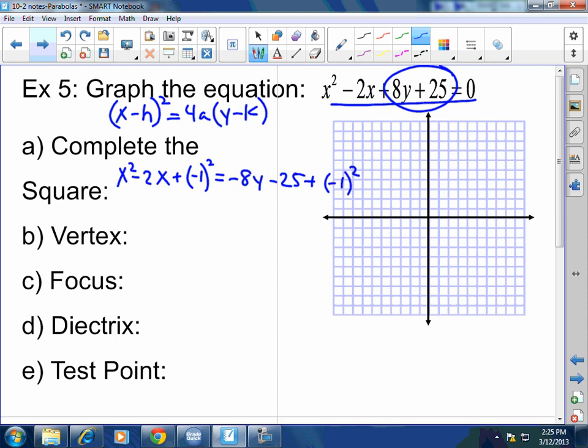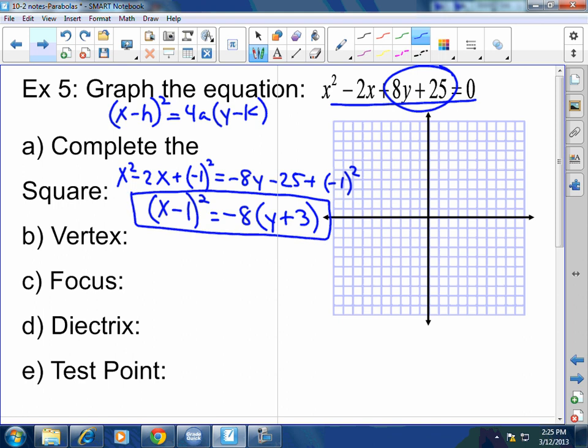So this is going to give me (x minus 1) squared equals negative 8y minus 24. In the end, I'm going to factor out a negative 8 there, so I'm going to have negative 8 times (y plus 3). That's the equation that I'm going to deal with. And now it should be Mickey Mouse from here. My vertex is (h, k), so (1, 3).